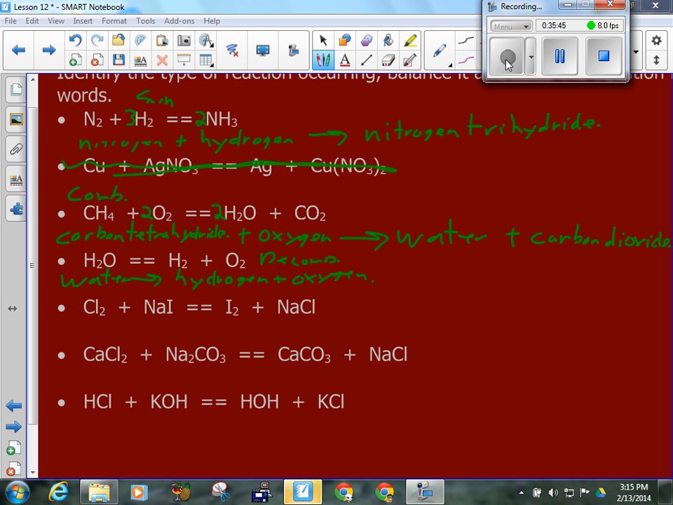Now, for balancing purposes, I start with hydrogen. There's two here and two there. Hydrogen's already balanced, but oxygen isn't. There's two oxygen over here, but there's only how many here? One. So what times one will give me two? Two. All right, so if I put a 2 there, that gives me how many hydrogen? 4. What times 2 gives me 4? 2. Balanced.